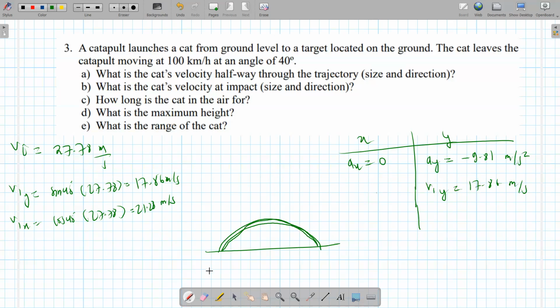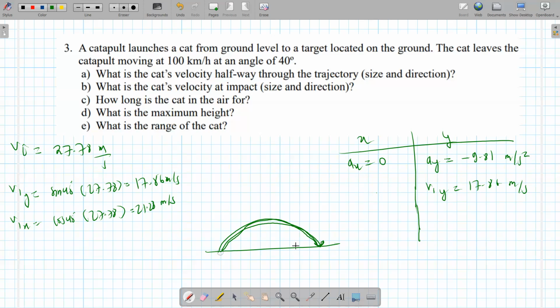No, V2 won't be 0, because part B asks what's the cat's velocity at impact. Even at the final point, V2 won't be 0. He's going to impact with some speed. It'll be 0 after impact, but not before impact, and that's what they want. We can find the horizontal range, maybe, or something else. The only thing we can find is this.